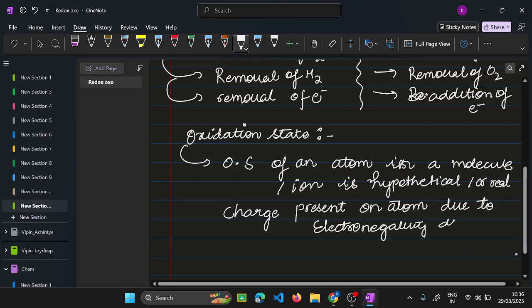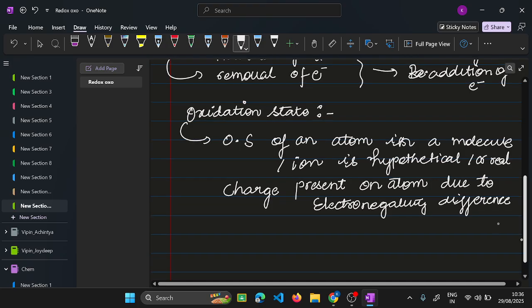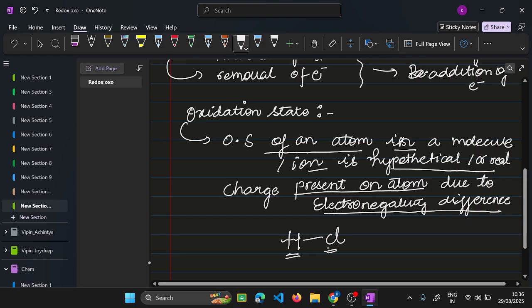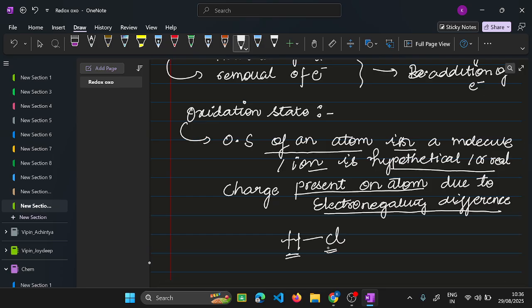Do you know what is electronegativity? It's the tendency of an element to attract the shared pair of electrons towards itself. Suppose there are two atoms, H and Cl. Now I have to find the oxidation state of chlorine. H and Cl have an electronegativity difference, so I can find the charge on chlorine and H. Cl is more electronegative than hydrogen, right? Yes.